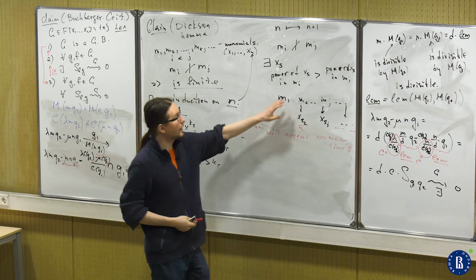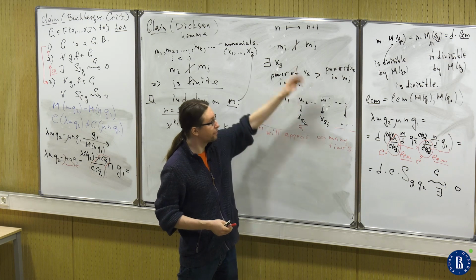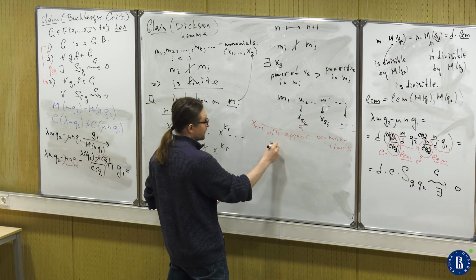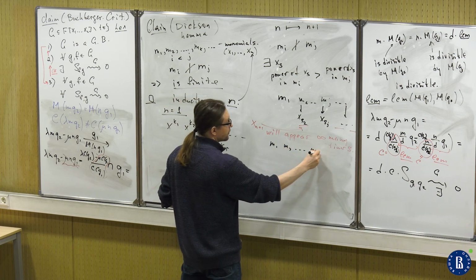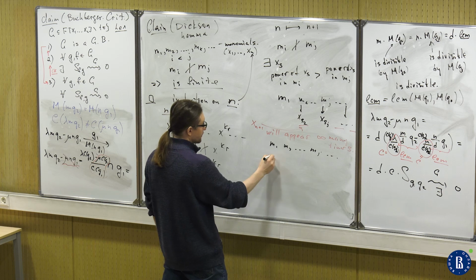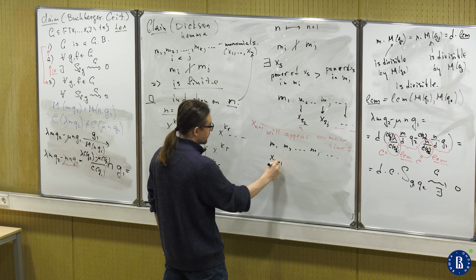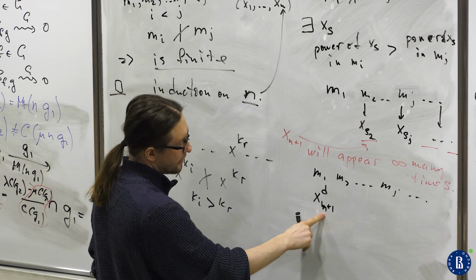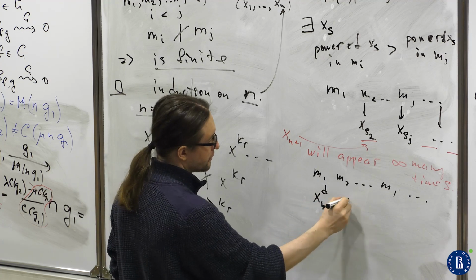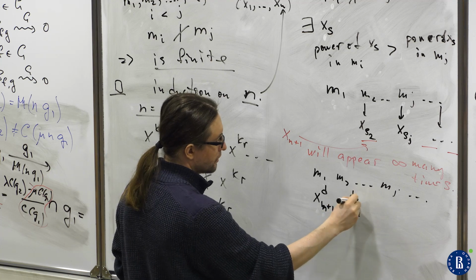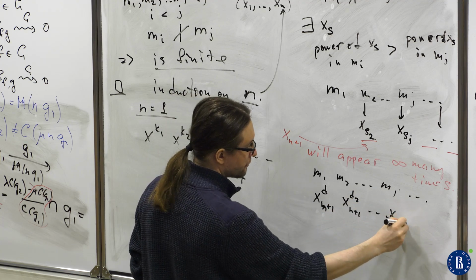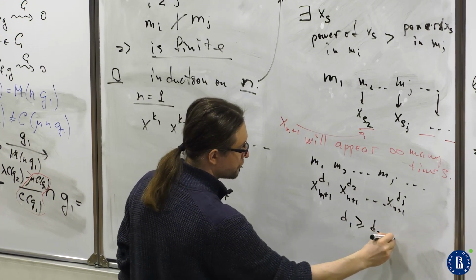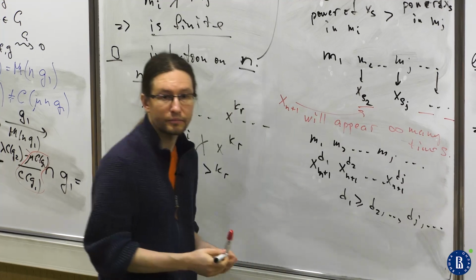So that's why I can drop all the other monomials, and I may assume that when I consider this sequence of monomials, then the degree of m1 in the variable x_{n+1} is greater than the corresponding degrees in all of these monomials. So d1 is greater than d2, etc., dj, and so on.